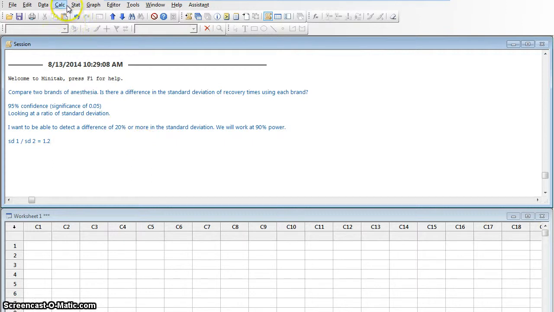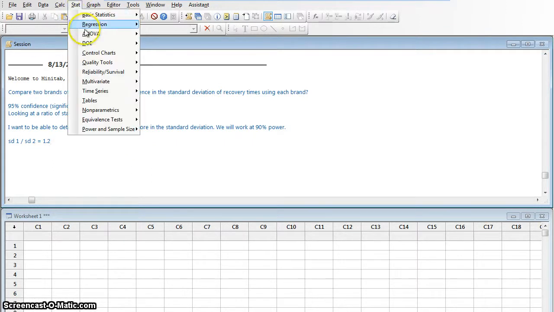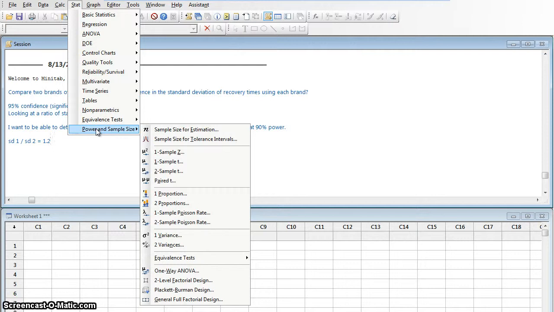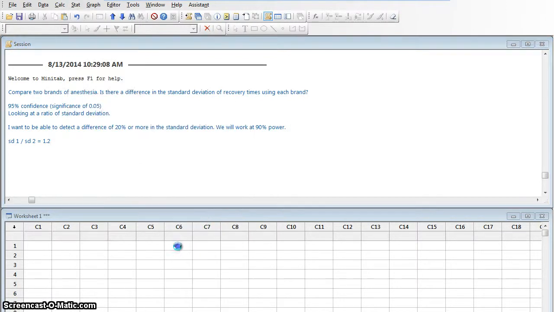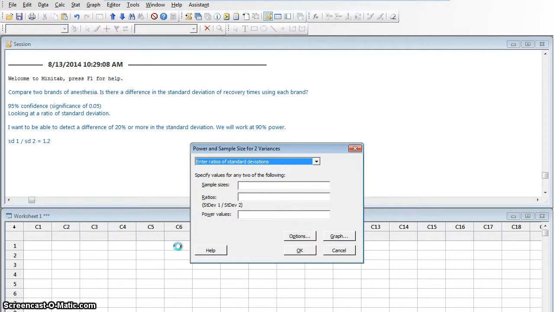All right, so I'm going to go to Stat. And this time I'm going down to Power and Sample Size, because I'm doing a power analysis to figure out how large a sample. I guess I never actually said why we're doing this, did I? I'm sorry. If I'm designing an experiment, the key question is, how big do my samples have to be? How many people do I need on the new anesthesia? How many people do I need on the old anesthesia? My apologies. So let's go to two variances, because that's the kind of test we're doing.